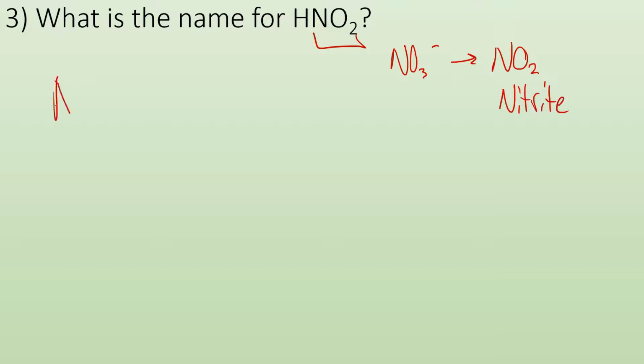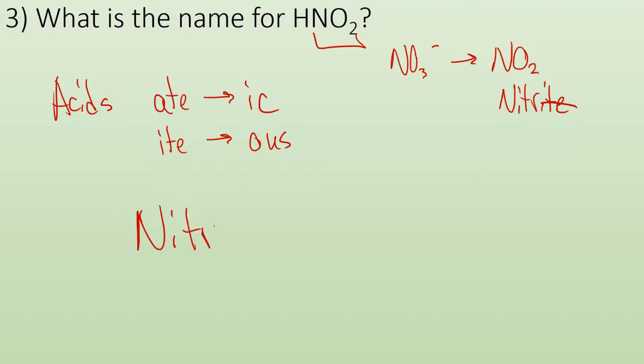And now for acids, if it has an ATE ending, it goes to ic. If it has an ITE ending, it goes to ous. I think of it as like you ate something gross, you go ick, and then after you eat something, you got the itis, right? You just want to take a nap. At least I do. Maybe I'm alone in that. So if I have HNO2, well, I had nitrite, I'm going to change that to ous, so I end up with nitrous. And then how do I tell that it's an acid? You throw in the word acid, so it's nitrous acid.